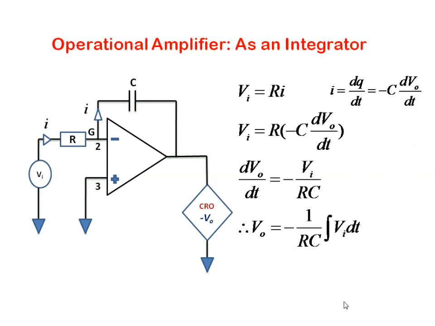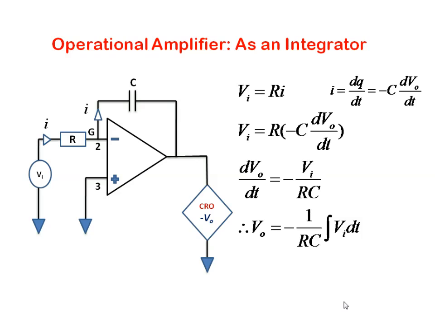Since the input impedance of op-amp is very high, almost no current will flow through the input terminal to ground. Hence point G can be assumed to be a virtual ground. Hence the input voltage can be written as Vi equal to IR, where I is the current through resistance R. The same current will flow through the feedback capacitor.